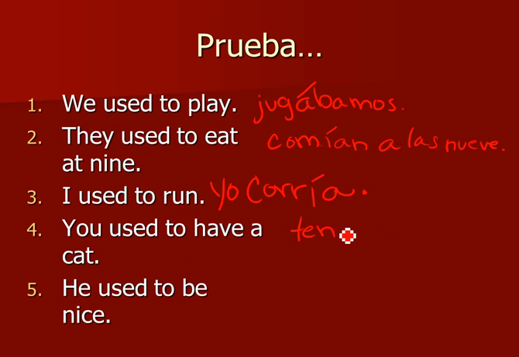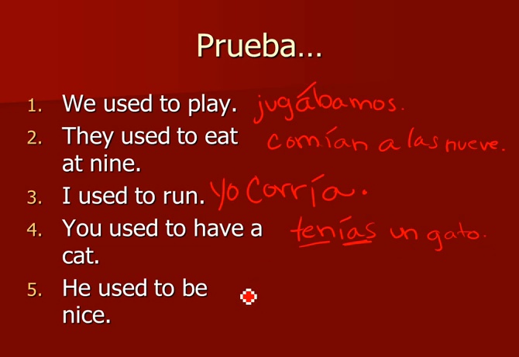So the you ending for imperfect is tenías. So ías is our ending. So we added that to our stem. Tenías. You used to have a cat. Un gato. Tenías un gato. Maybe when you were little, so cuando eras niña.